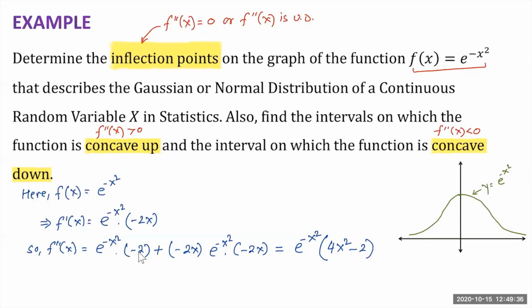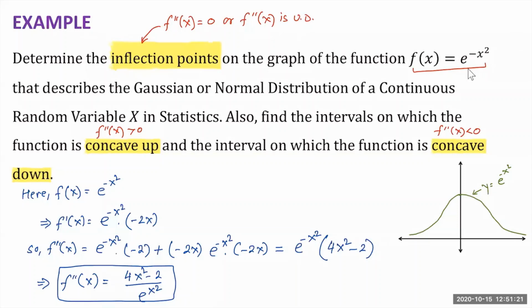So I can write the second derivative as: second derivative is equal to 4x squared minus 2. And then if I move this e to the negative x squared to the denominator, it will be e to the positive x squared. So that is my second derivative. We need the second derivative to determine the inflection points, because inflection points are the points on the graph of the function where the second derivative is 0 or second derivative is undefined.